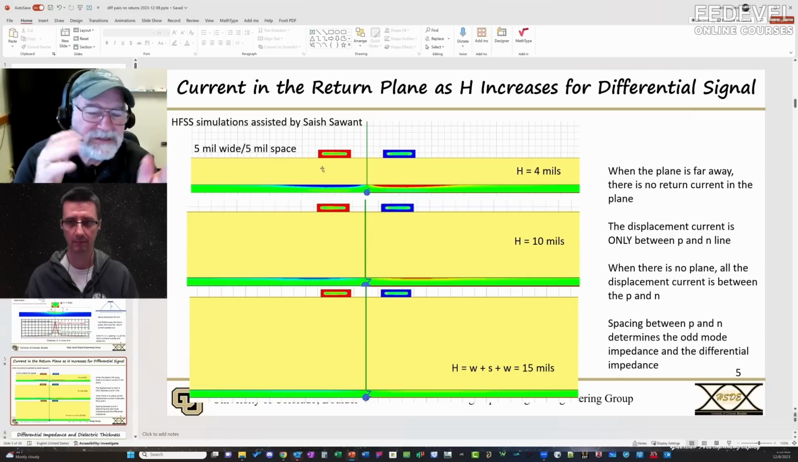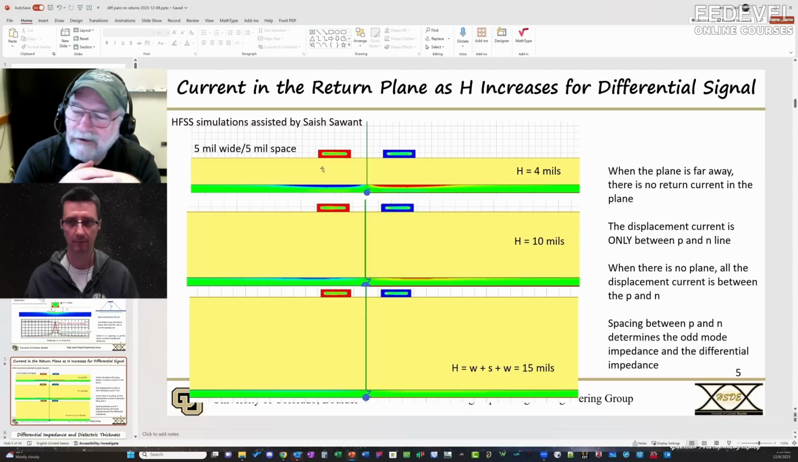And all of these topics are important topics when it comes to designing differential pairs. And you don't want to take my word for anything. You want to do your own analysis. And that's where understanding the fields, that's where using a field solver comes in to put in the numbers to do the calculations for us.